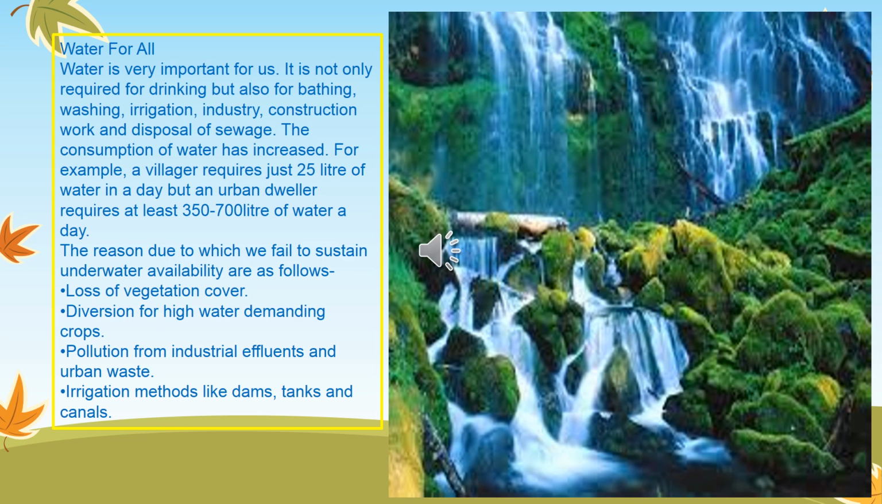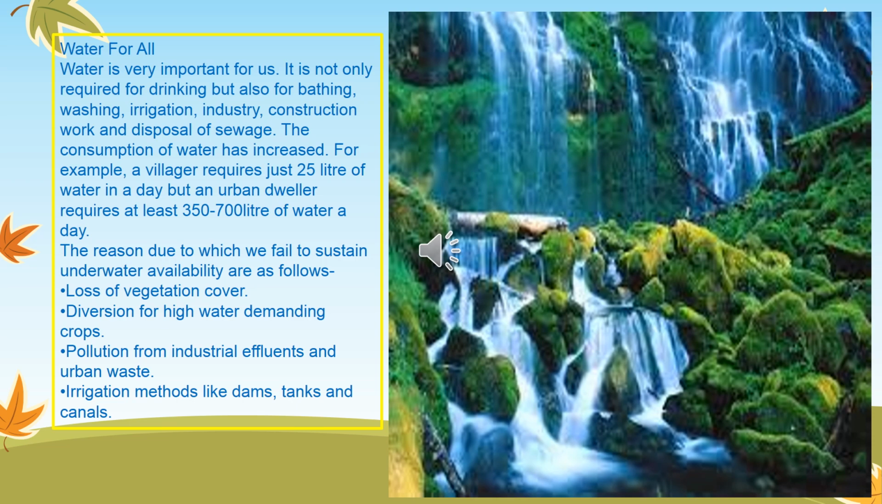But the availability of water has become a shortage for people, and the reasons due to which we fail to sustain underground water availability are as follows. Loss of vegetation cover, that is deforestation, has led to a decrease in the groundwater level. Diversion for higher water demanding crops. So for cultivation, more water is used. Pollution from industrial effluents and urban waste.